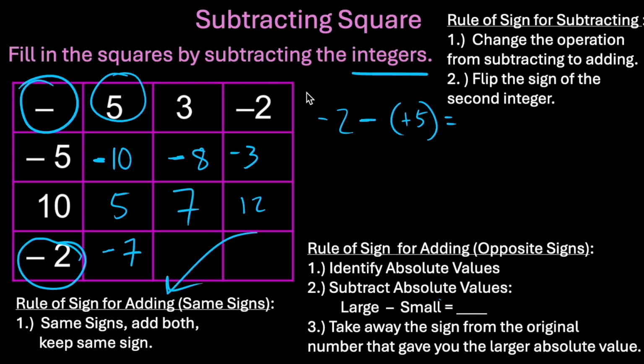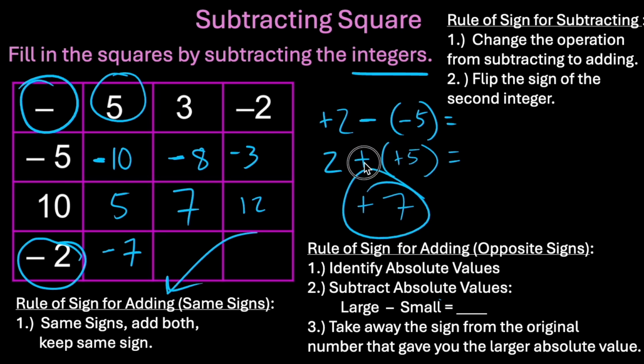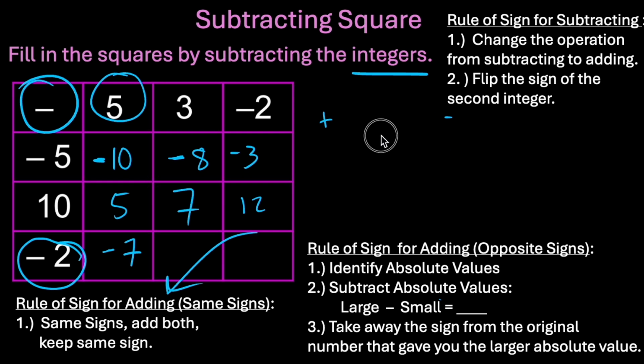Now, for practice, let's say we have a positive 2 and a negative 5. Let's just practice. So positive 2 minus negative 5. So we bring down the 2. We change the operation to a positive or an addition symbol. And then we flip the -5 to a positive 5. Hey, the answer is 7, positive 7. Cool. All right, let's finish the last 2.